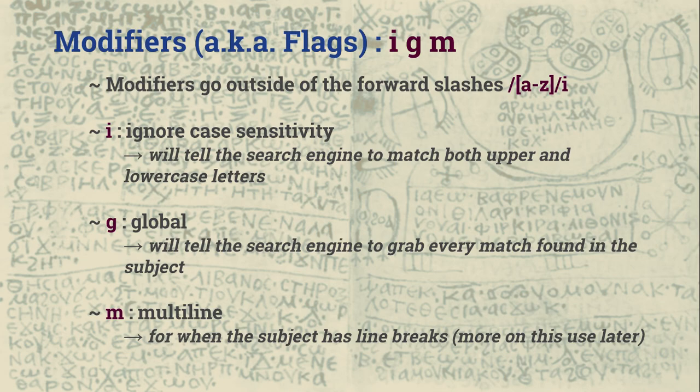There are also modifiers, which are known as flags. Those are located outside of the forward slashes and provide special rules for the search engine to use. I, standing for ignore case sensitivity, will tell the search engine to match both upper and lowercase letters. G, which stands for global, will tell the search engine to grab every match found in the subject, so globally all of the matches. And then there's an M, which is a multi-line flag, and that's used for when the subject has line breaks, and I'll get more into that a little bit later.